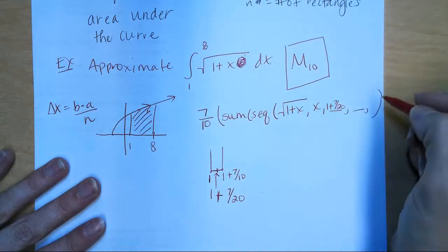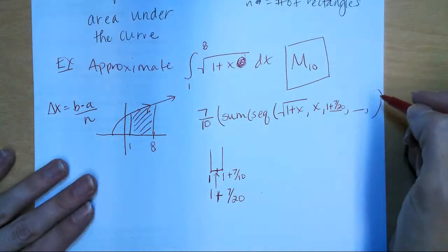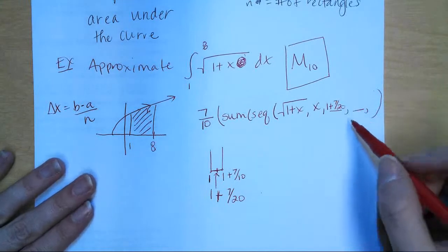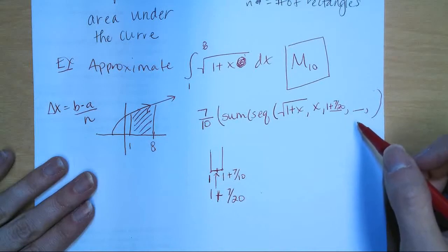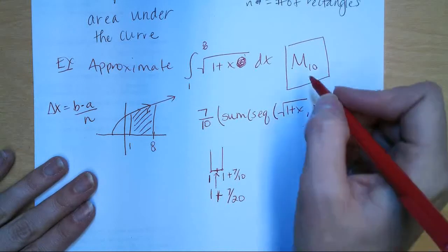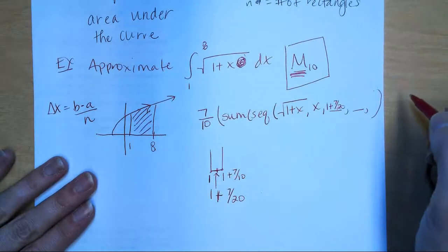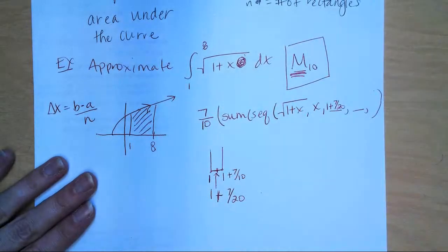See what? It's awesome. It's beautiful. Just like that. 1 plus 7 over 20. Why are you starting there? Because this is a midpoint Riemann sum. We're sort of going over midpoint while we do this.